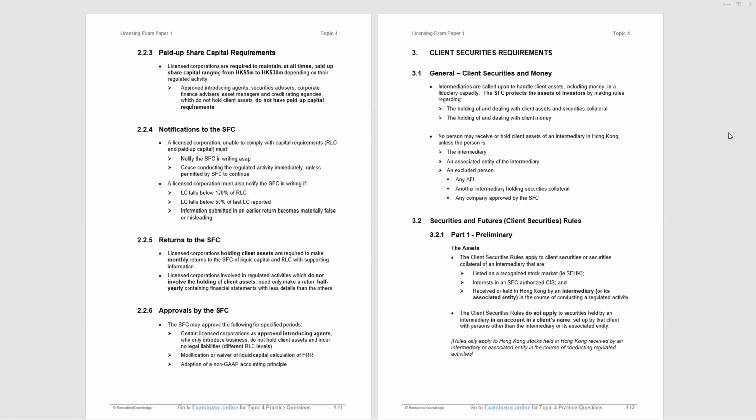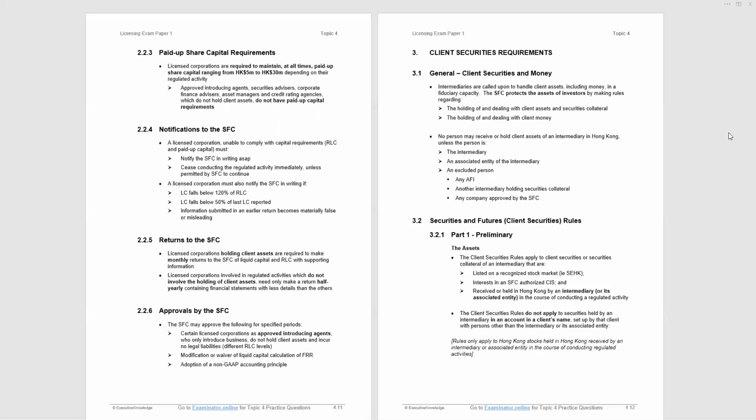Now, under the financial resource rules, you are expected to notify the SFC in particular situations. It's sort of an early warning system. They tell us a licensed corporation unable to comply with capital requirements must notify the SFC in writing as soon as practicable, and cease conducting regulated activity immediately unless the SFC does permit it to continue. That's very important and often examined.